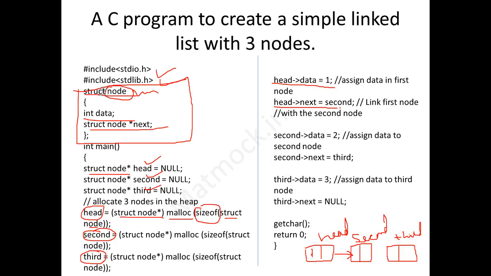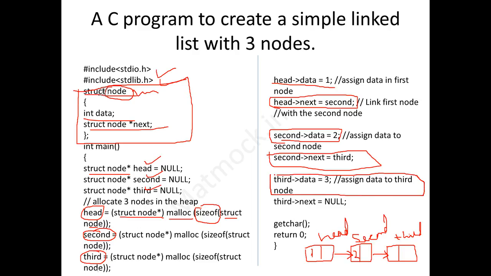How will it be done in C language? By writing this statement, head arrow next is equal to second. In the same way, I want an arrow from second to third. So what I will do? I will write a statement like this: second arrow next is equal to third. Before that I want to store the data, that is 2 here. How to store the data? Second arrow data is equal to 2. Are you getting it?